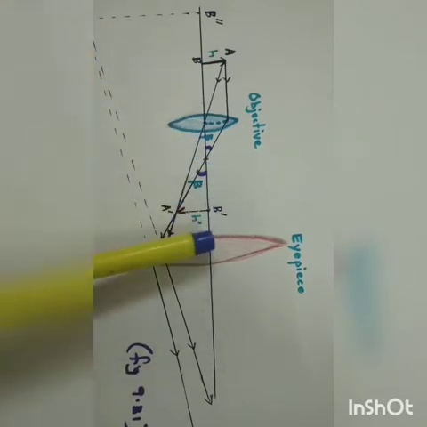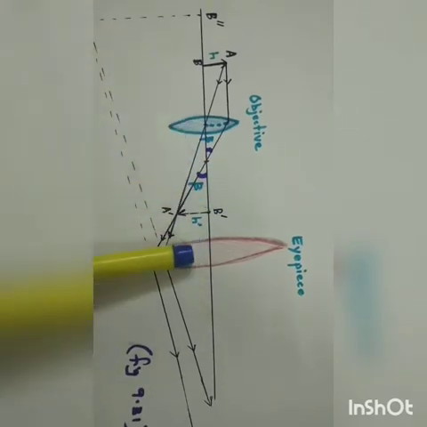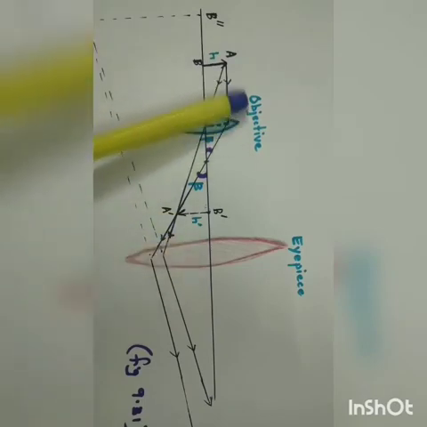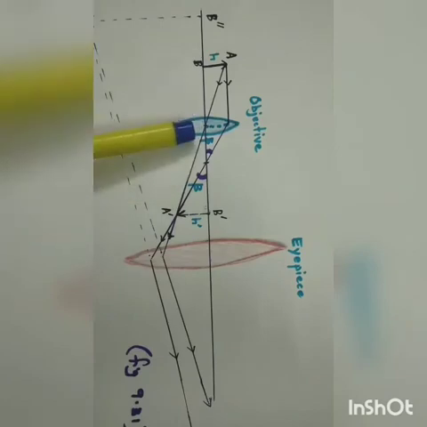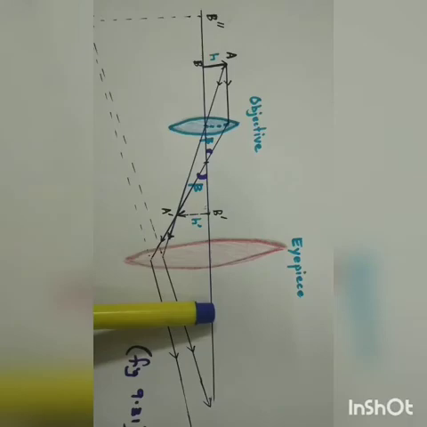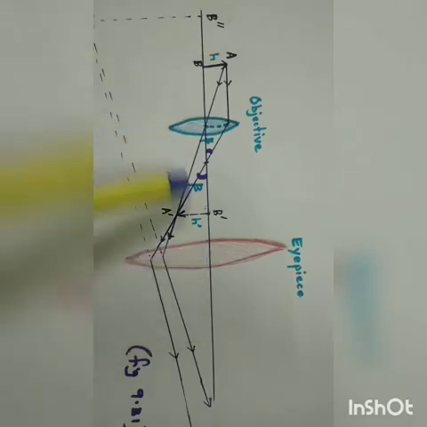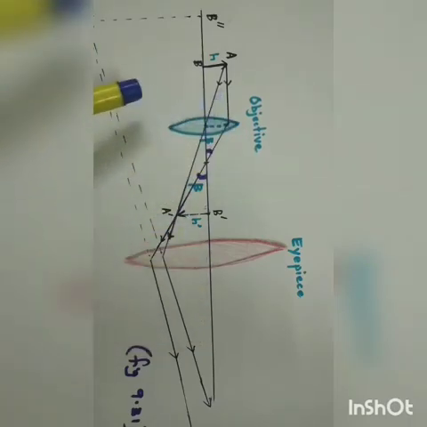Okay, you can see two lenses, one blue in color, one red in color. The blue one is called the objective and the red one is called the eyepiece. Objective ഒബ്ജക്റ്റിന്റെ അടുത്ത് വരുന്ന ലെൻസ്, eyepiece ഐയുടെ അടുത്ത് വരുന്ന ലെൻസ്. And compare the size also. Objective smaller, eyepiece is larger.